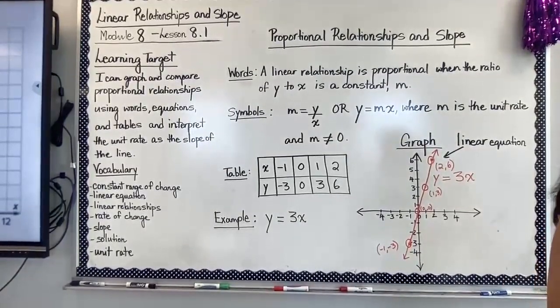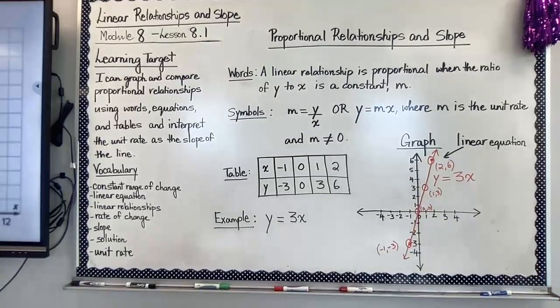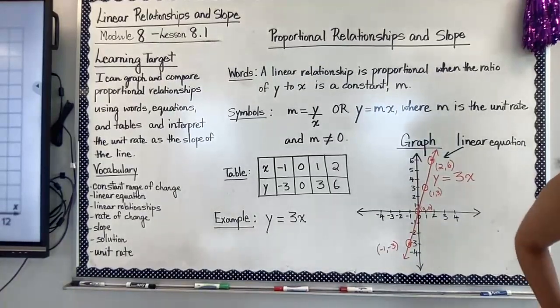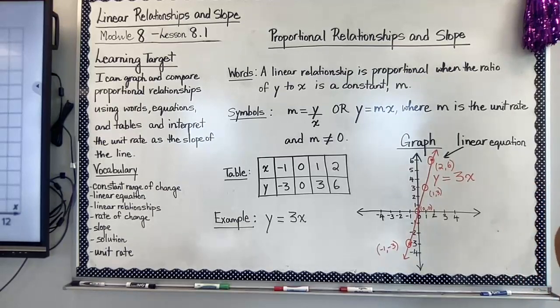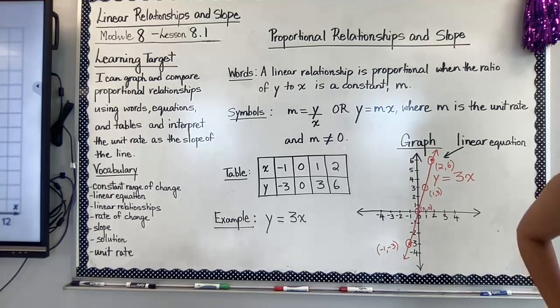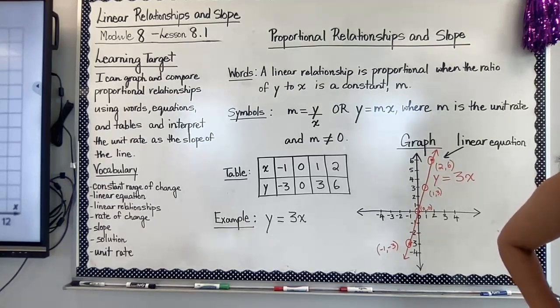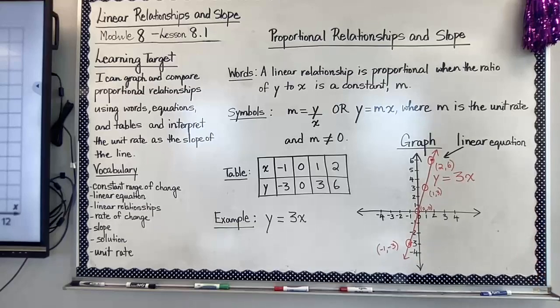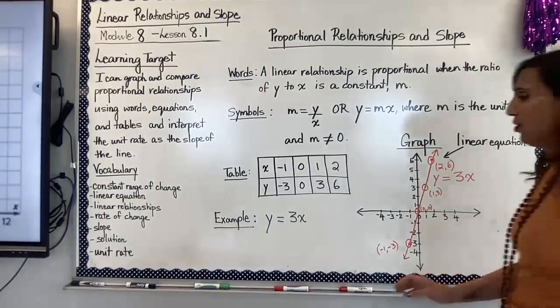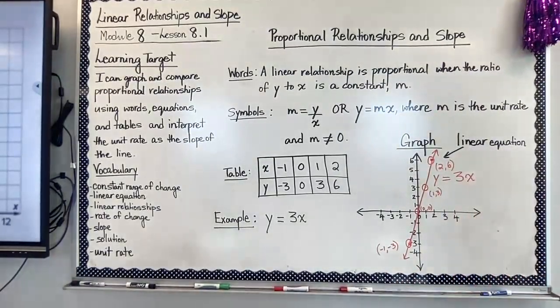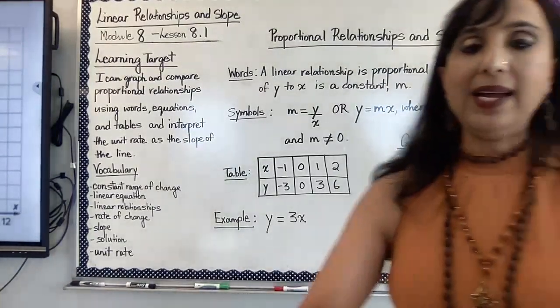All right, so let's talk about the rate of change. A rate of change is a rate that describes how one quantity changes in relation to another quantity. In a linear relationship, the rate of change between any two quantities is the same, or constant. And this is called a constant rate of change. So let me make a table really quick so that you can see what I mean by that.